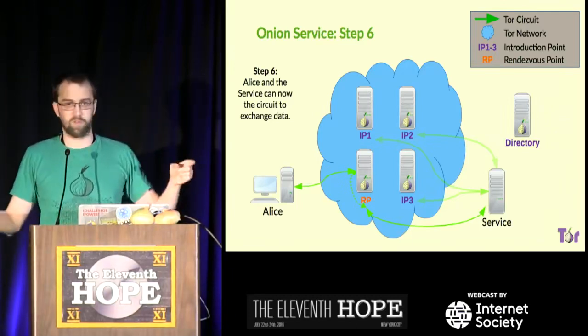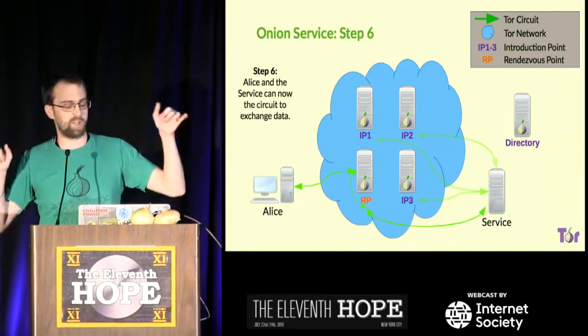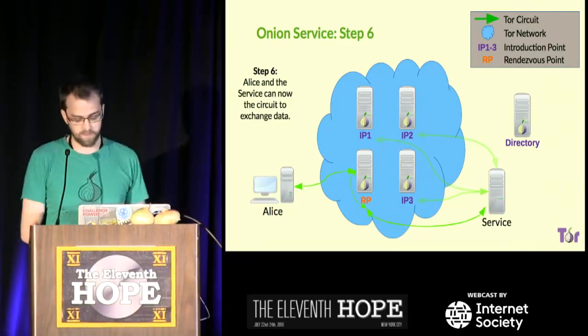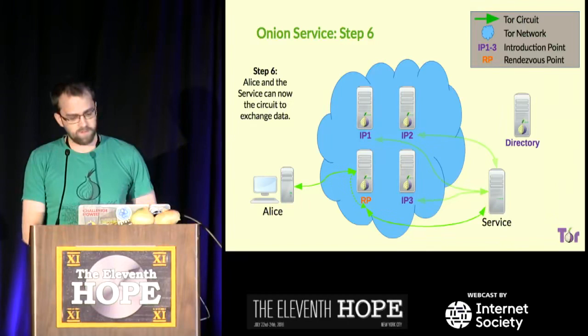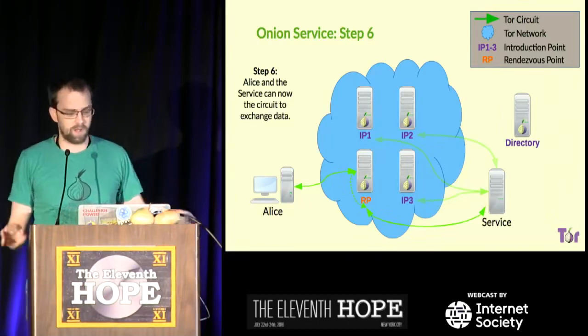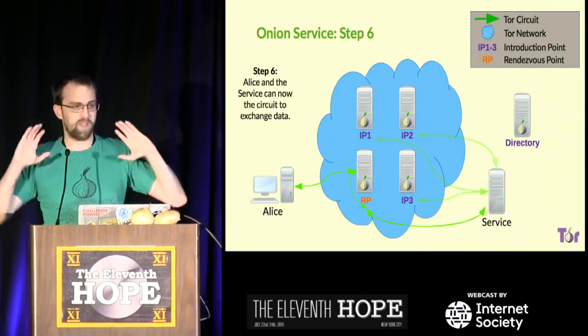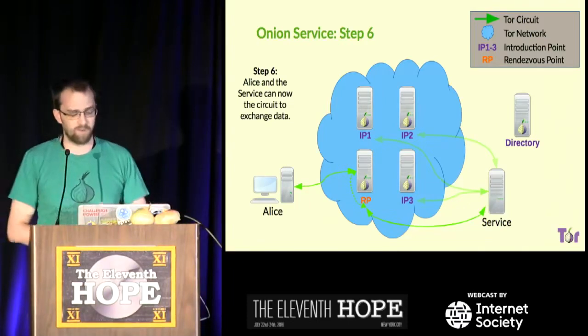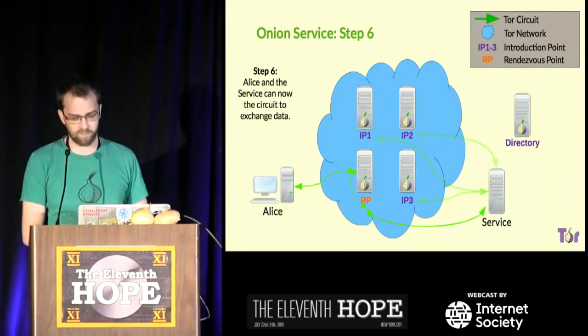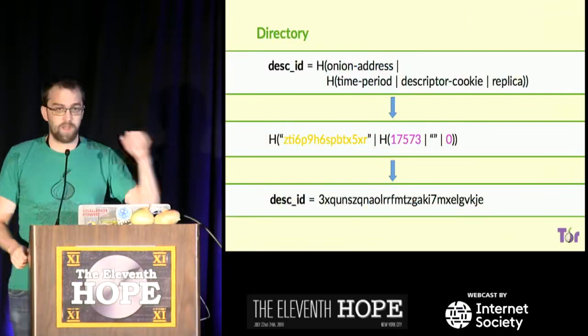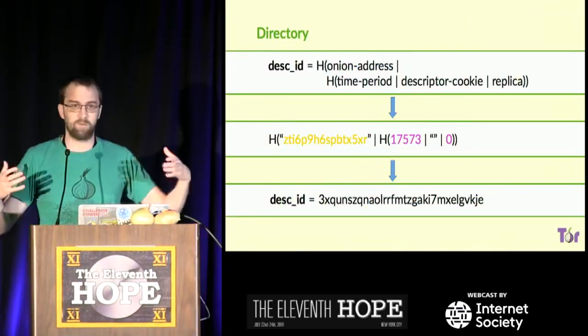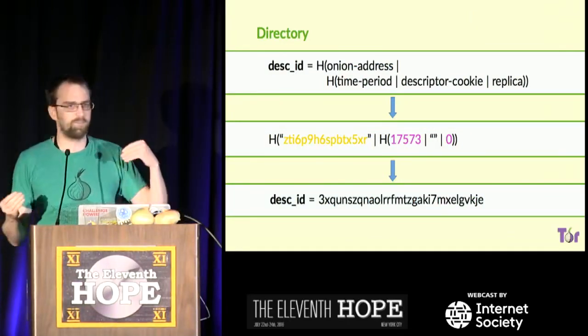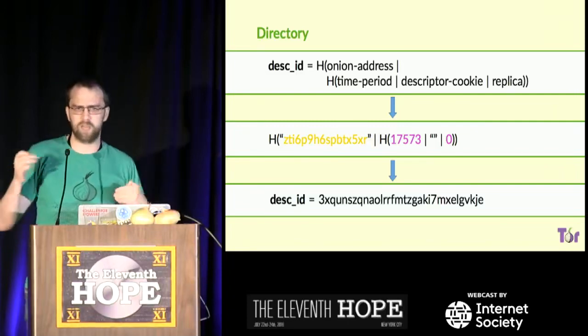And it's very important because 3 hops on one side, 3 hops on the other side, well, we have anonymity on both sides. So those are the basics of how hidden services work. Please try to remember the introduction point, the rendezvous point, and the directory, because we're going to talk quite a bit about them.